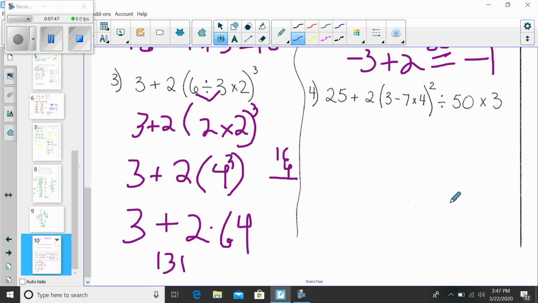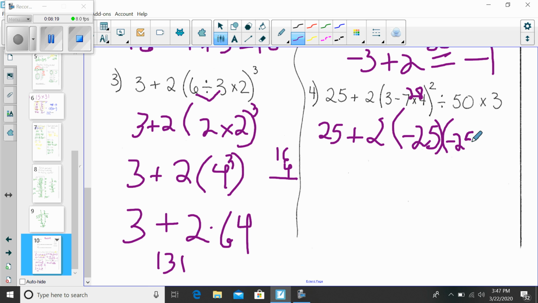Okay, last problem, which is the most difficult. I'm going to start here in the parentheses. Okay, so I have to first multiply. That's 28. All right, 3 minus 28 is -25. 2 times, so I have -25 that I need to square. And then I have to divide by 50.